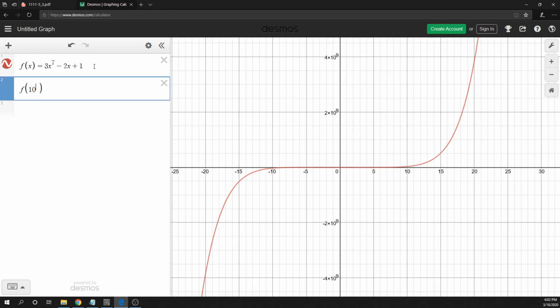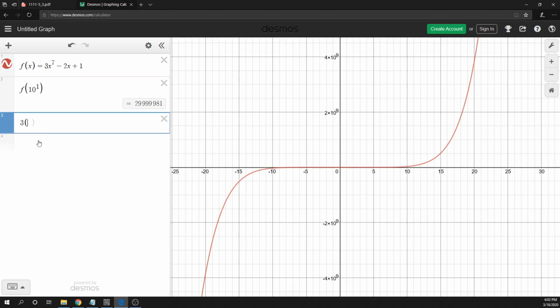All right, let's make it 10 to the 0. Okay, and so if I do that, I plug in 10 to the 0, I get 2 here. And if I start increasing this number, right, 10 to the 1, and I plug that into the first number there, I get 3 times 10 to the 7th power. You can see that is already a huge number here, right?